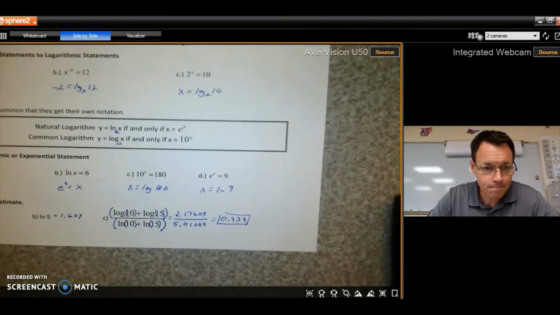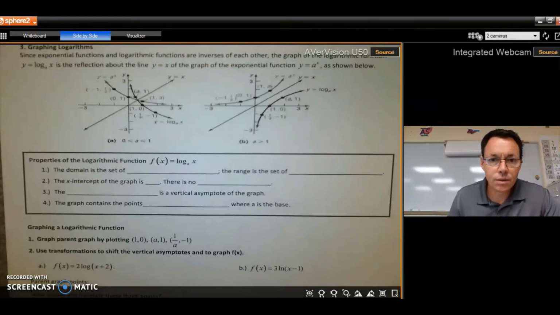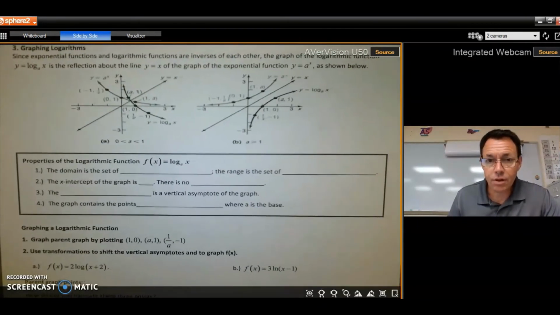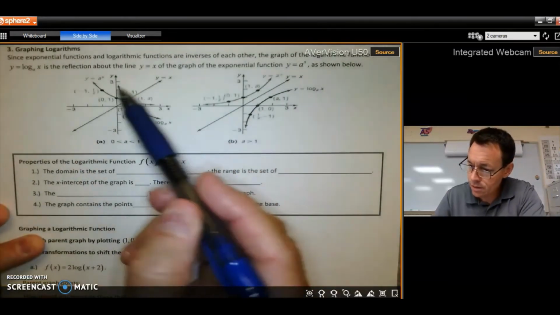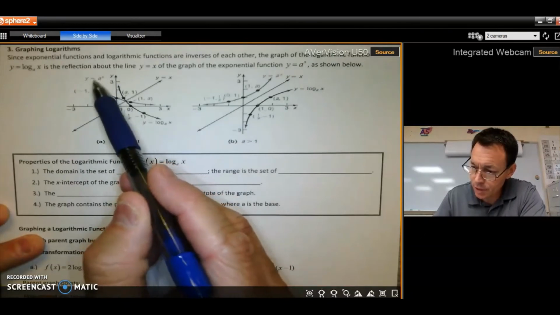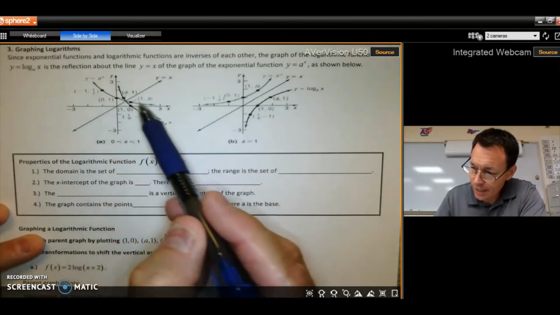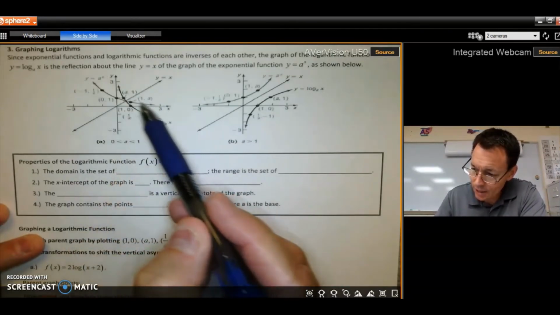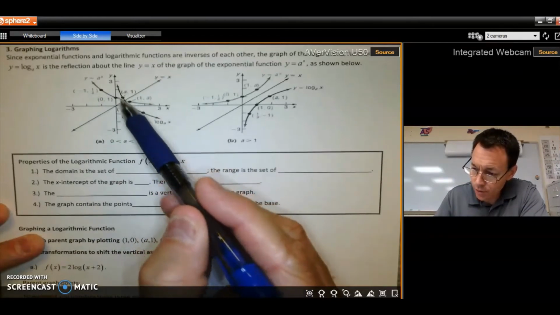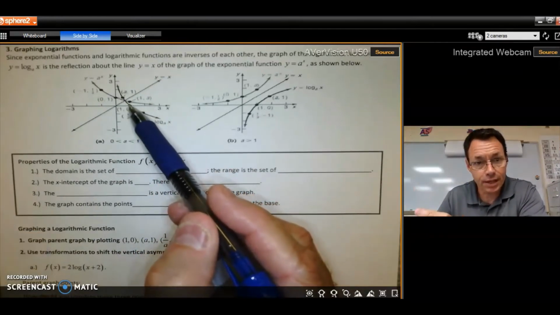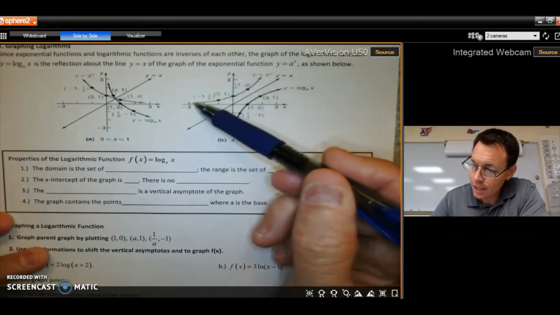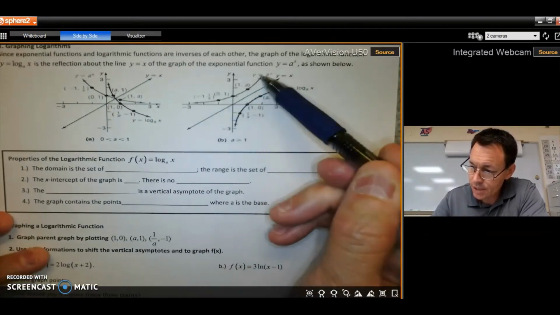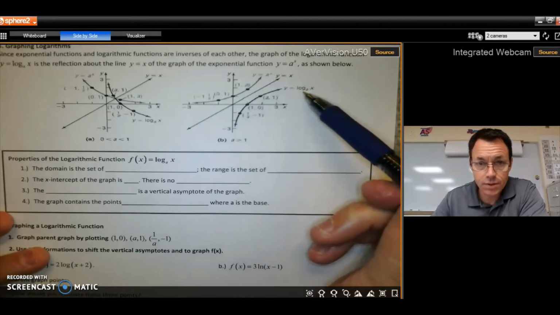Okay? So the last thing we're going to do is we're going to graph logarithms. Now, we've got two examples right here. This is an example. So first, look at the exponential. This is an example of exponential decay. And then this is the logarithm that would be the inverse of that. This one's a little bit easier to read. Okay, this is exponential growth. And we said that a logarithm is the inverse of an exponential.